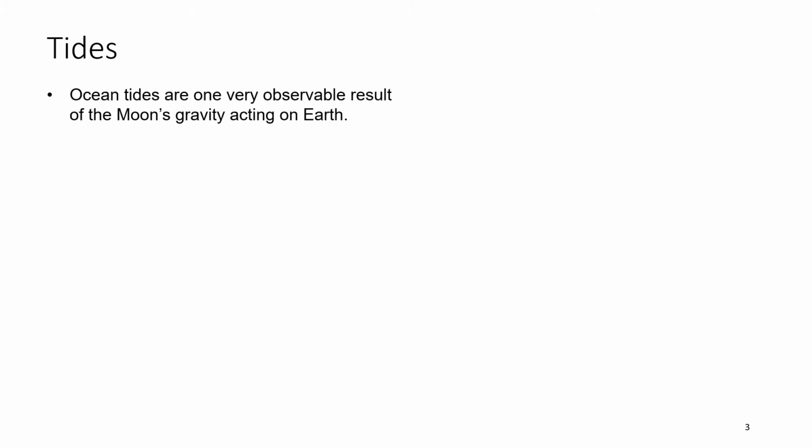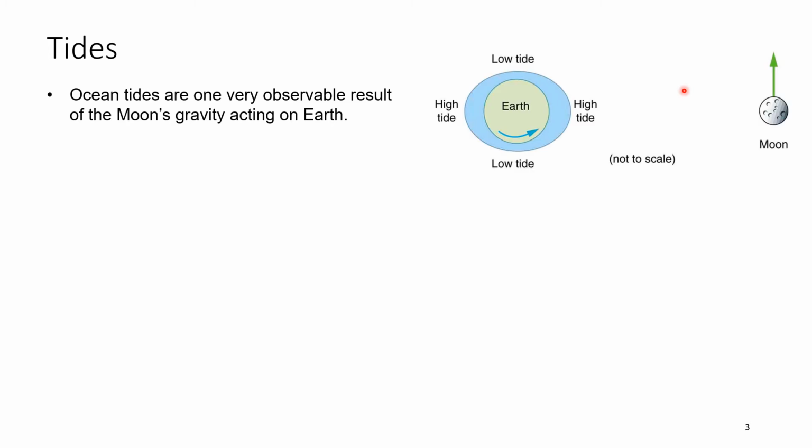Ocean tides are one very observable result of the Moon's gravity acting on Earth. Because water easily flows on Earth's surface, a high tide is created on the side of the Earth nearest to the Moon, where the Moon's gravitational pull is strongest. There is also a high tide on the opposite side of Earth because at that moment, the Earth is pulled toward the Moon more than the water on the far side. According to the simplified model, there are 2 high tides and 2 low tides per day at any location.